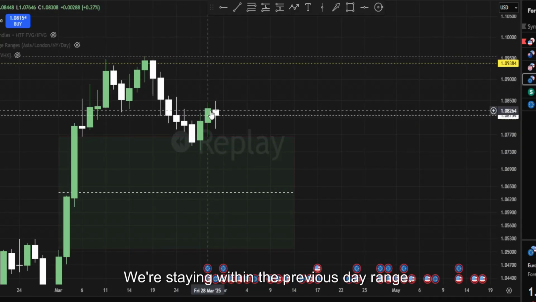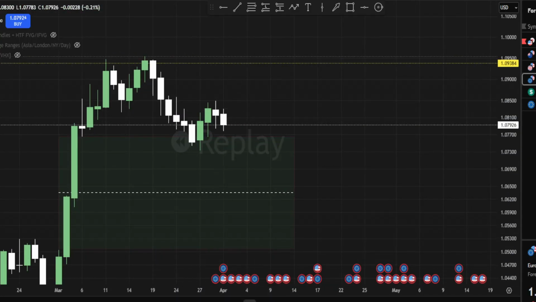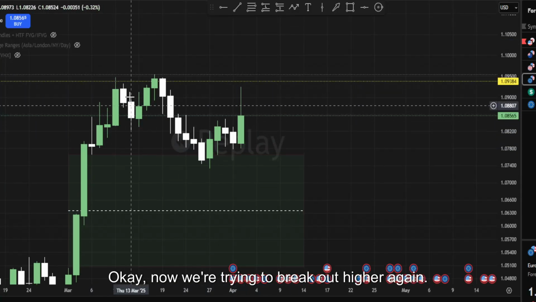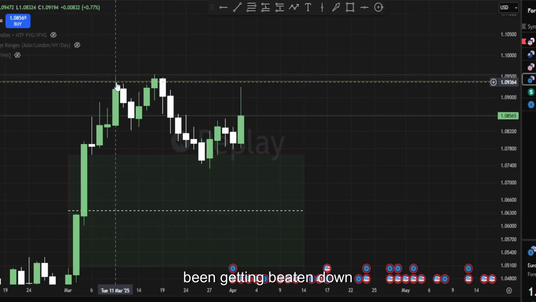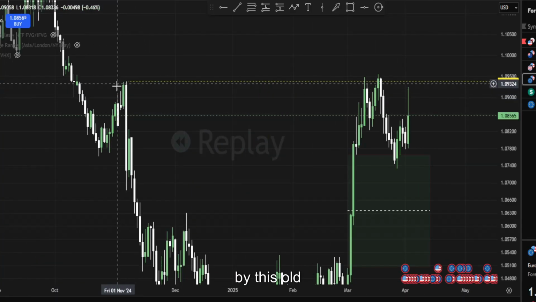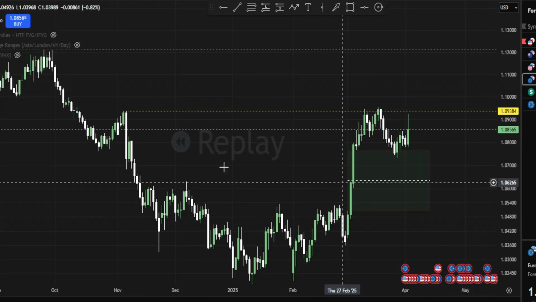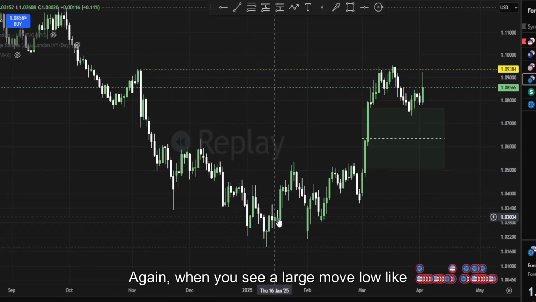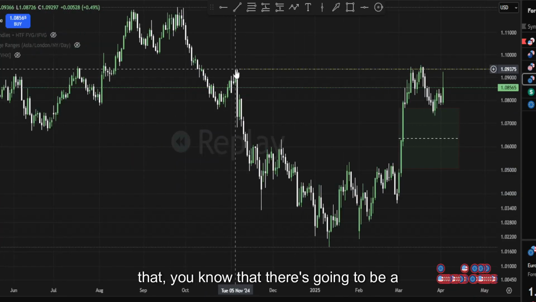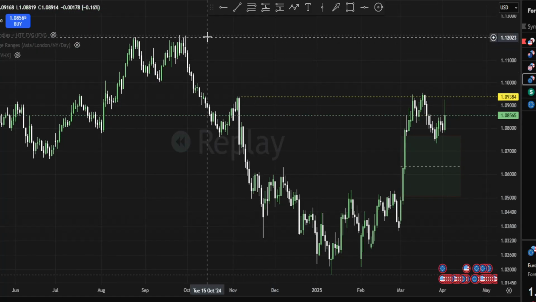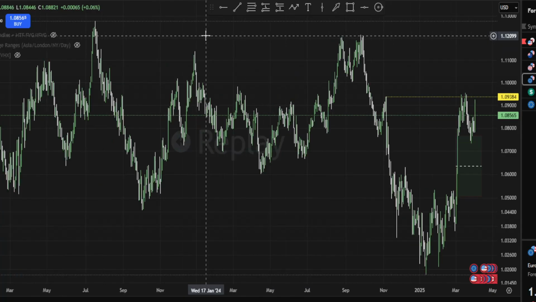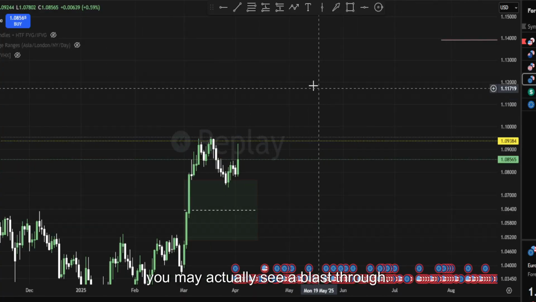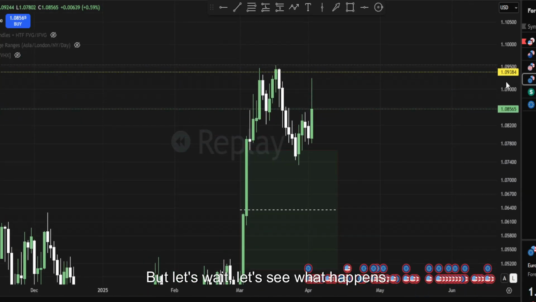We're just chopping out. We're staying within the previous day range. Same thing. Okay, now we're trying to break out higher again. We have continuously been getting beaten down by this old area, which saw a large move low. Again, when you see a large move low like that, you know that there's going to be a lot. This will be a battle. I would expect another battle up here. Although who knows, with all this liquidity, you may actually see a blast through. But let's wait. Let's see what happens.